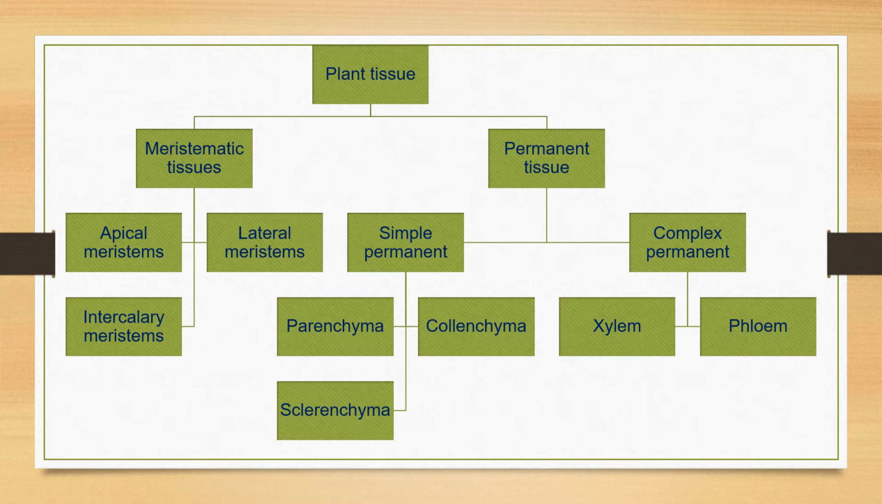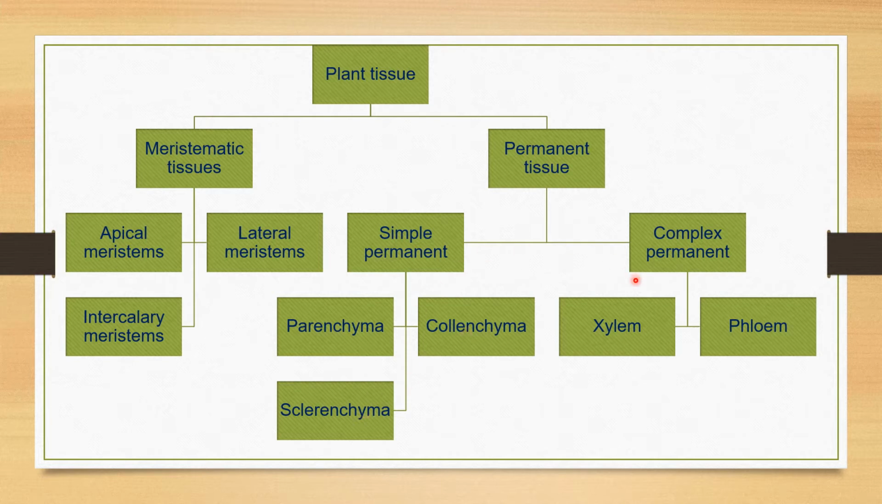In the first video of this video series, I have taught you about the meristematic tissues. There are three types of meristematic tissues as apical meristems, lateral meristems and intercalary meristems. Permanent tissues can be divided into two categories as simple permanent tissues and complex permanent tissues. In the second video of this video series, I have taught you about the simple permanent tissues. There are three types: parenchyma, collenchyma and sclerenchyma.